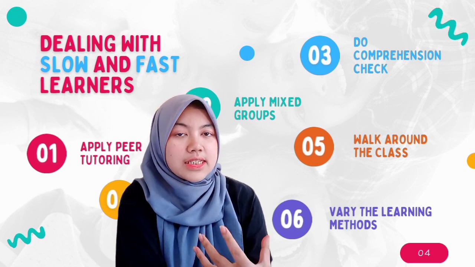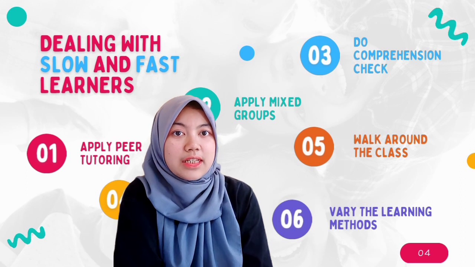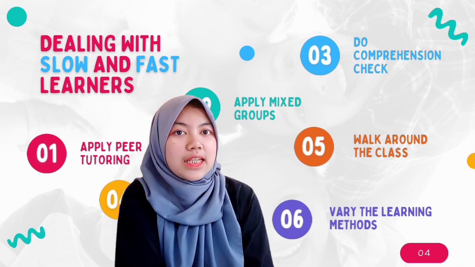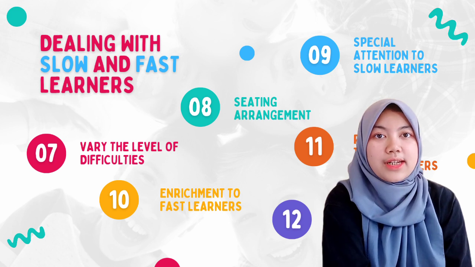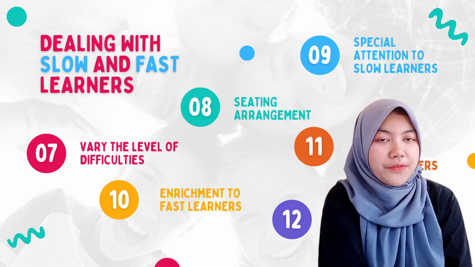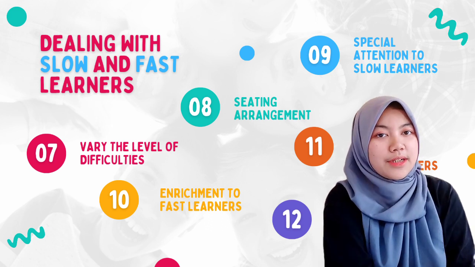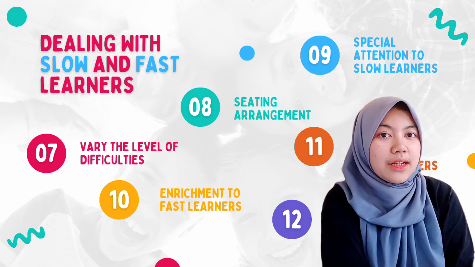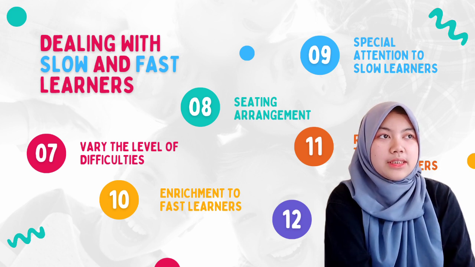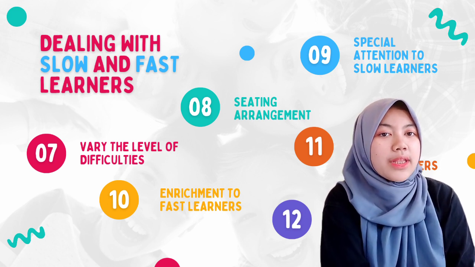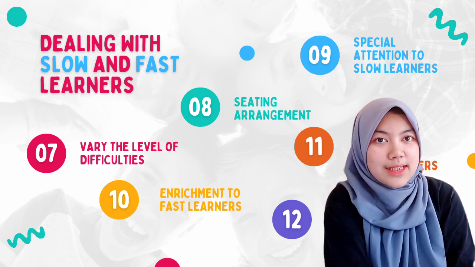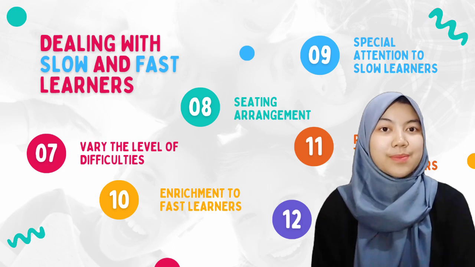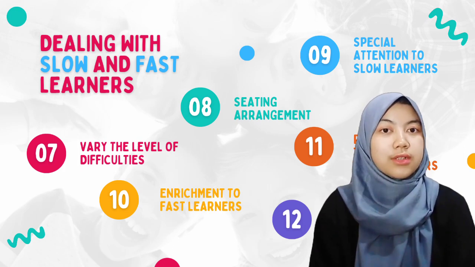Number 6, vary the learning method. Yes, teachers must vary the learning method to facilitate the slow and fast learners. Number 7, vary the level of difficulty of the task or assignment or test, and this must be suitable for both types. Number 8, change the seating arrangement regularly. For example, the slow learners can sit with the fast learners, and they can learn from the fast learners.